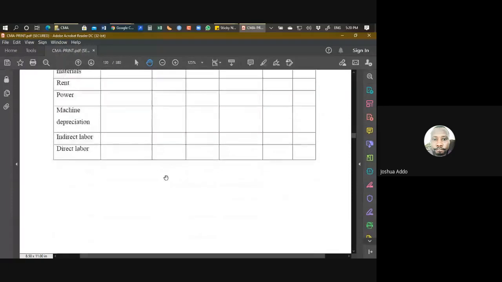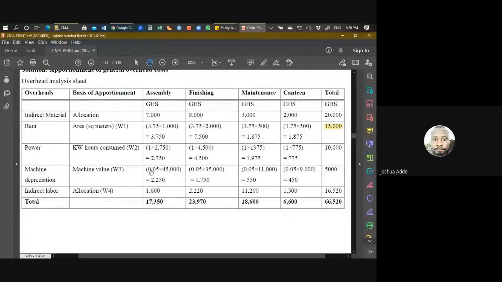So if you come to machine depreciation, you will see this. 5,000 divided by 100,000 will give you 0.05 Ghana cedis per machine value. So every unit of machine value, you'll be charged 0.05 of the cost of depreciation. And it follows from the discussion we have been doing. So 0.05 times 45,000 for assembly, 0.05 times 35,000 for finishing, 0.05 times 11,000 for maintenance, 0.05 times 9,000 for canteen. And then we have the totals written here.